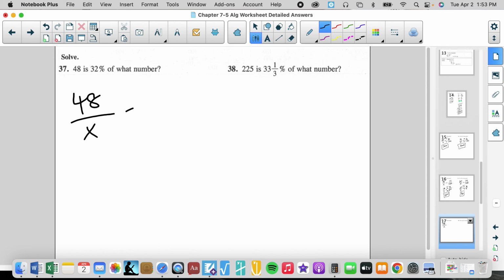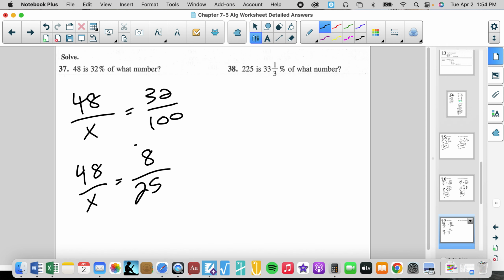Is over of equals percent over 100. Yeah, I'm going to do this. I'm going to reduce it. I know that 4 goes into 8 times. 4 goes into 125. So now 6 times 8 is 48. So 6 25s is 150. No calculator, ladies and gentlemen.